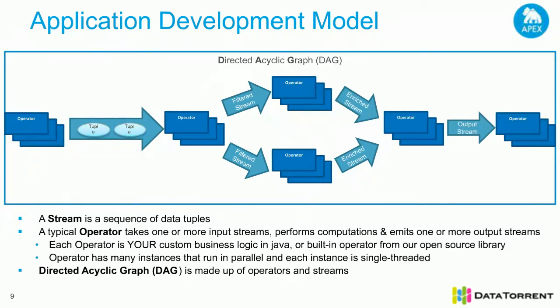So an operator takes one or multiple input streams, and then it performs some computation, and it can emit on one or multiple output streams. And these operators can be either pre-built operators from the Malhar library or operators that you build and that contain your custom business logic. Operators have a simple processing model. It's single-threaded, and I already mentioned the checkpointing. So basically, there's an environment provided to the operator. The container environment provides the fault tolerance and the synchronization. So as an application developer, you don't have to worry about those aspects.